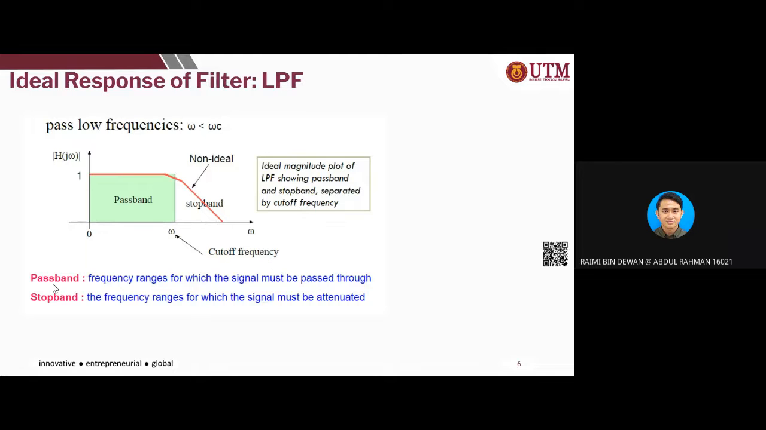Okay, and then you have pass band and you have stop band. So pass band is actually the band where we allow the frequency to pass through, and stop band is actually where we attenuate or block. But normally we cannot really block in real life. We can attenuate them.